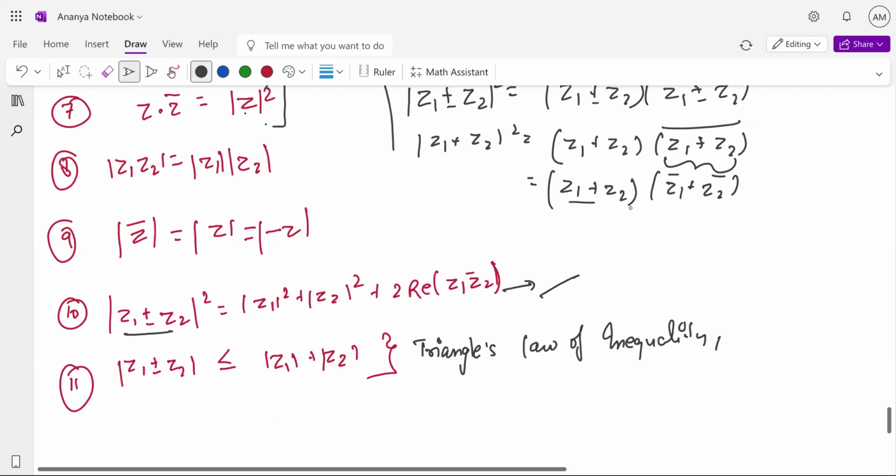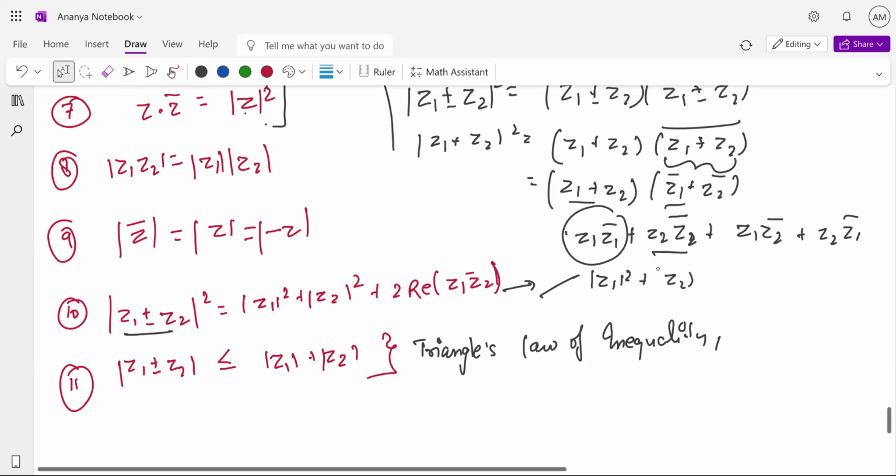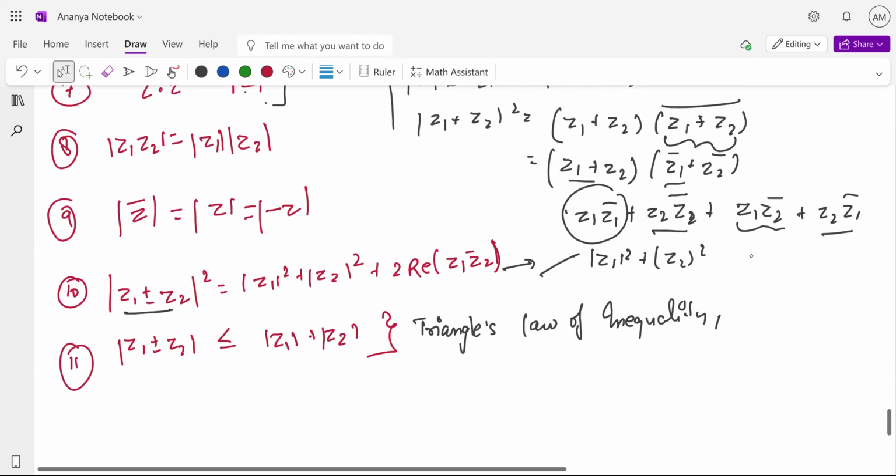Now you can see this part, this part. What are you going to get? z1 z1 plus z2 z2 plus z1 z2 plus z2 z1. This is what we are going to get. This is nothing but z1 square. This comes out as z2 square. The rest is this portion, which we just have to solve. Yeah, so that's the answer. Any doubt? No, sir. Got it, sir.